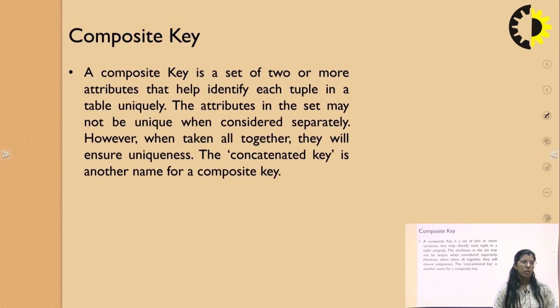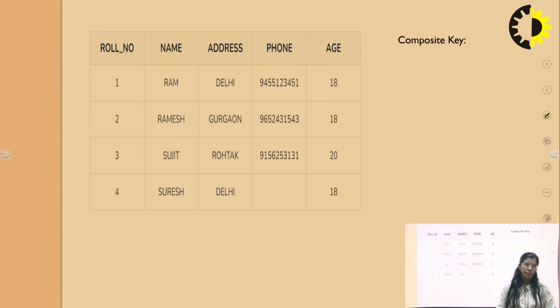Next is your composite key. It is a set of 2 or more attributes that help identify each tuple in a table uniquely. The attributes in the set may not be unique when considered separately. However, when taken all together, they will ensure uniqueness. The concatenated key is the other name for composite key.